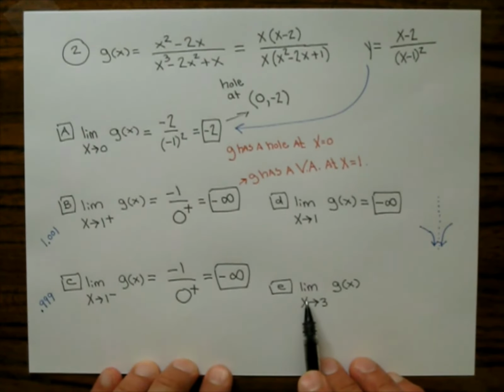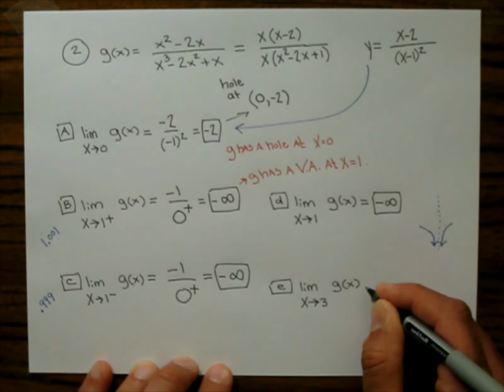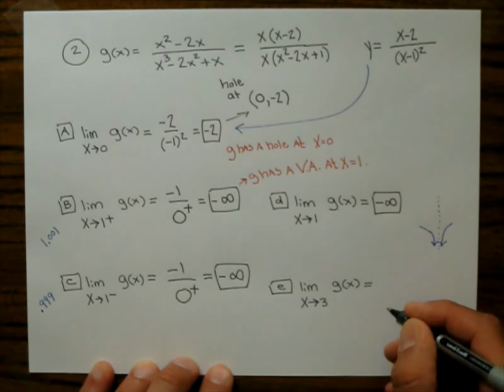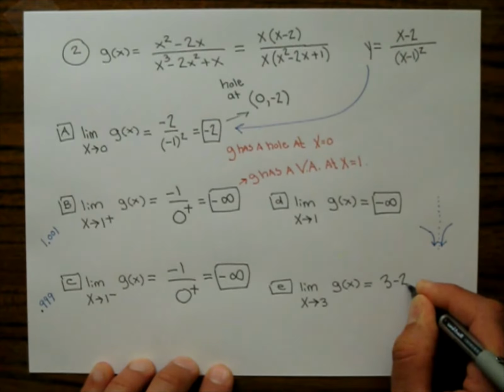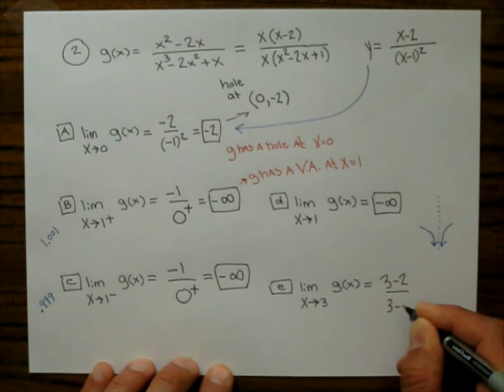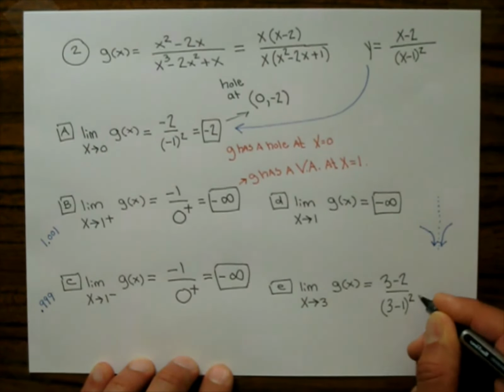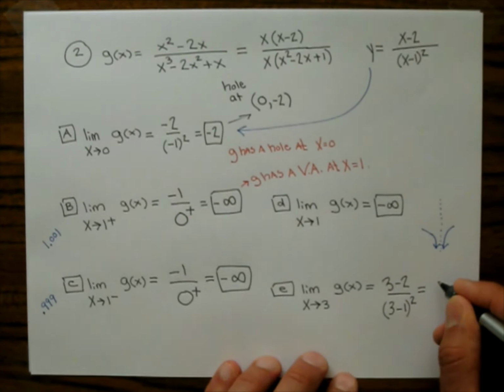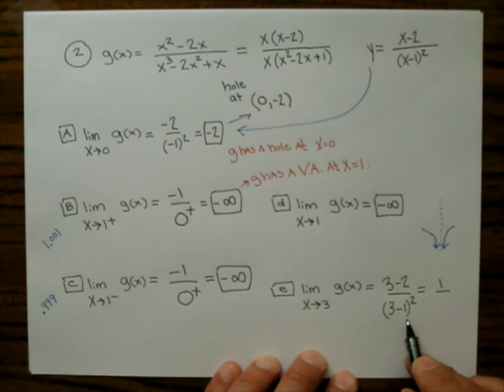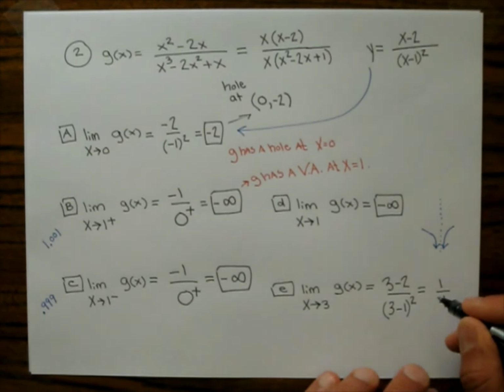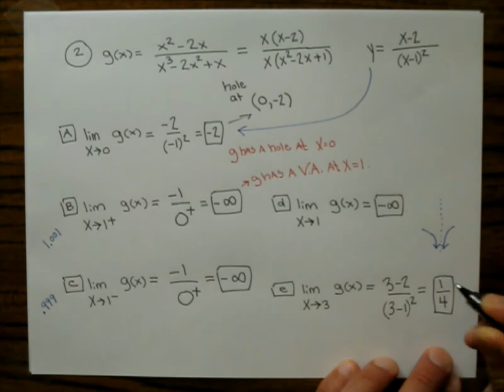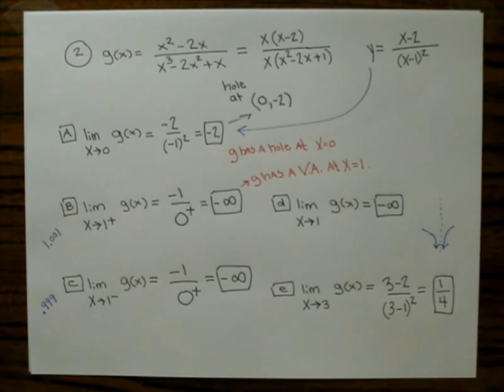Let's go ahead and do this last one. The limit of G as x approaches 3 from both sides. So let's see what we have here. Put 3 in there. On the top we get 3 minus 2, and on the bottom we get (3 minus 1) squared. So this one doesn't seem to be a problem. This one's going to be 1 on the top. 3 minus 1 is 2. 2 squared is 4. So our final answer is 1/4. And so this completes problem number 2. Let's go do some other problems here.